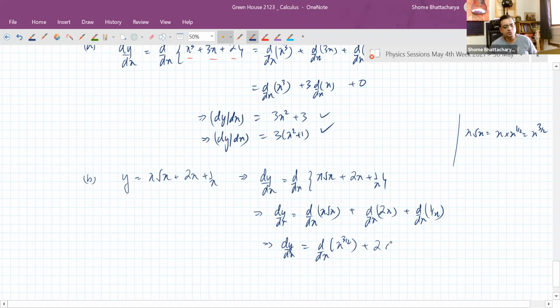So after a while, it just becomes like matching patterns. You have seen this differentiation before in another question, and now you have to just apply that same concept here, but as part of this question. So this will become 3 by 2 root x. This will become 2, and this will become minus 1 by x square. You can write this as 3 by 2 root x plus 2 minus 1 by x square.